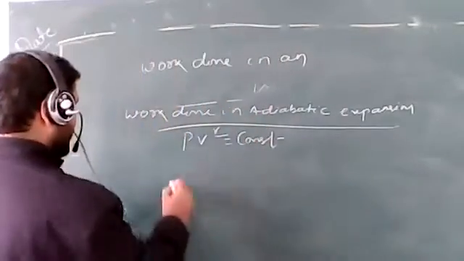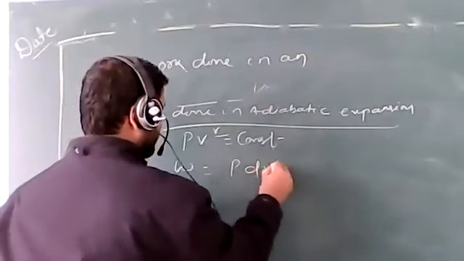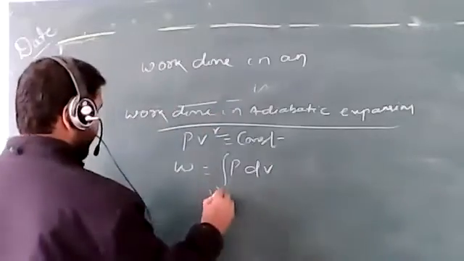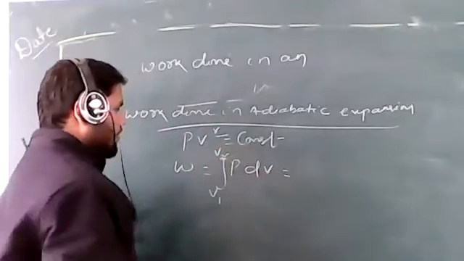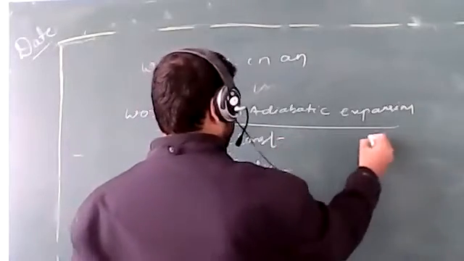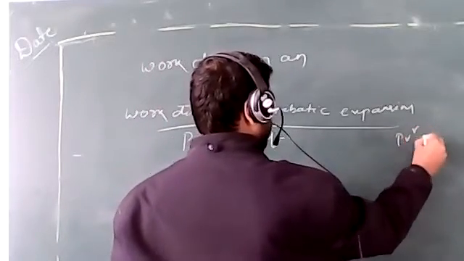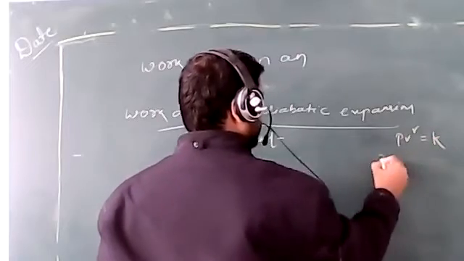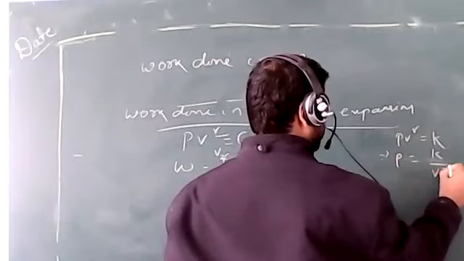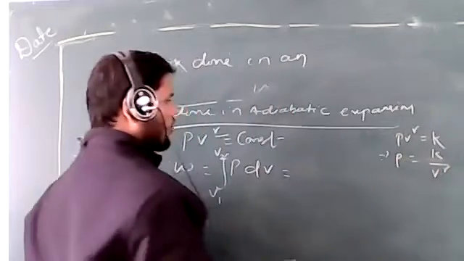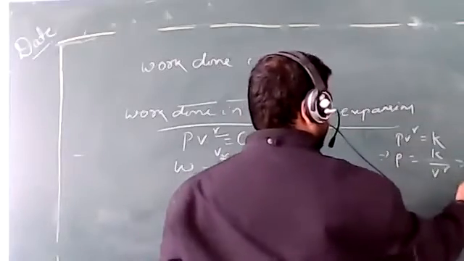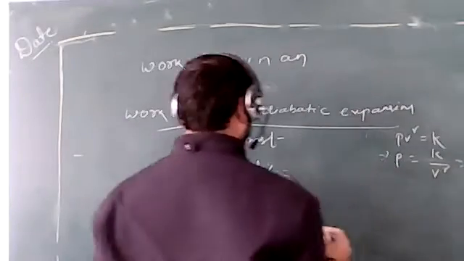So W, we know, work done equal to the integral of PdV from V1 to V2, yes or no? In place of P, we use PV^γ equal to constant. So how can you find P? P equal to k by V^γ, or you can write k times V to the power minus gamma, yes or no?